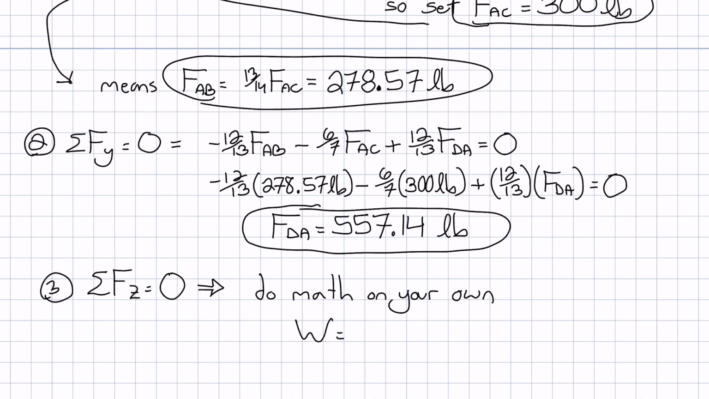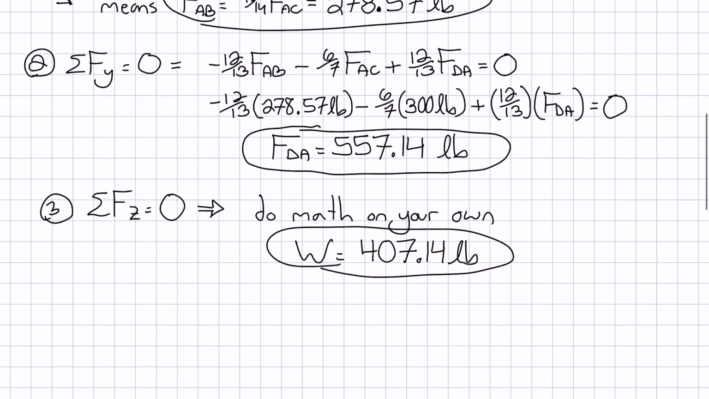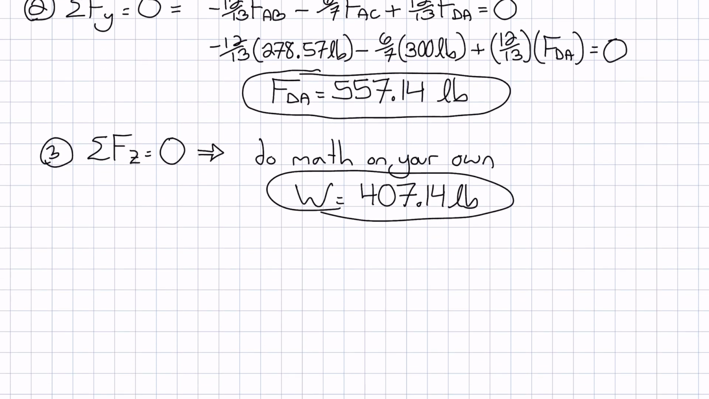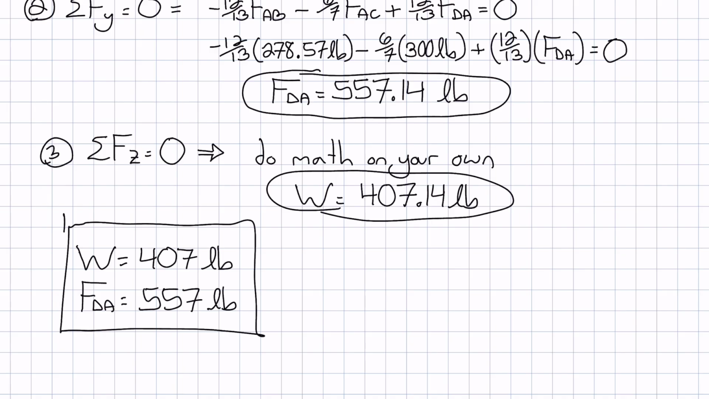And so we end up with the weight being 407 pounds. All our values came out positive in this question, so that means that all my directions that were assumed on the free body diagram are correct as well. Of course, you want to round that off to 407 pounds for 3 sig figs, and you also want to round FDA off to 557 pounds. Well, that's the problem.